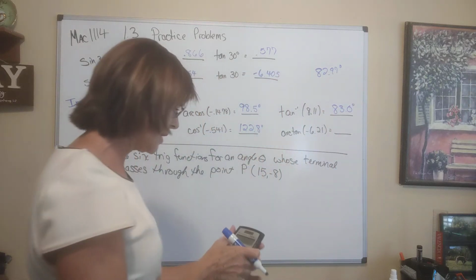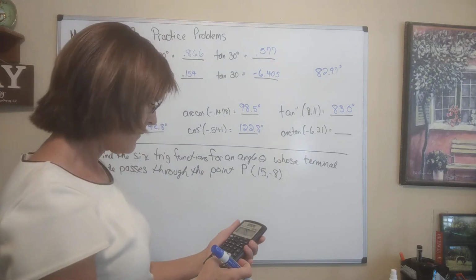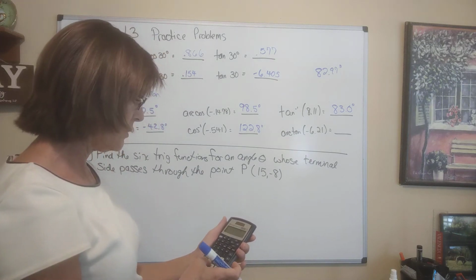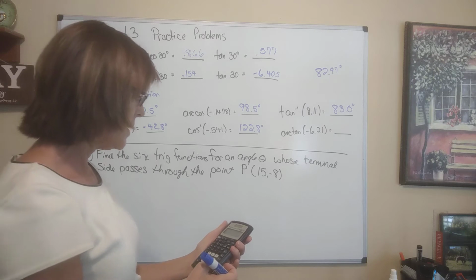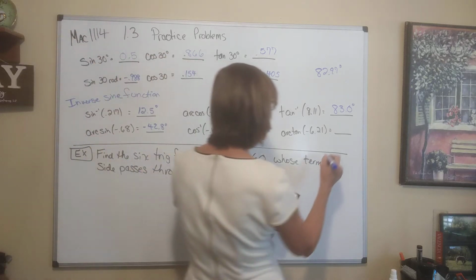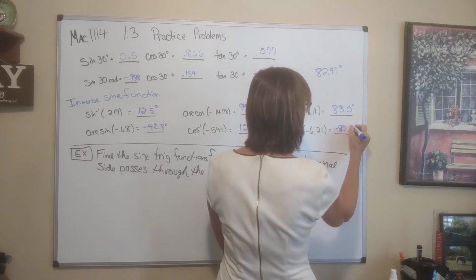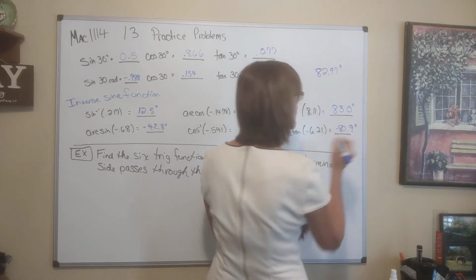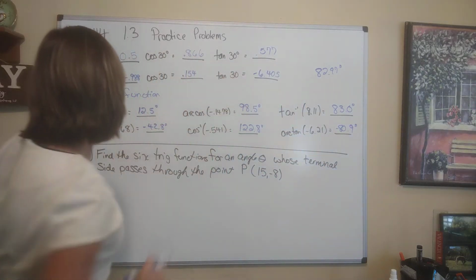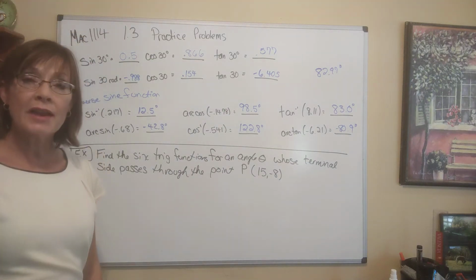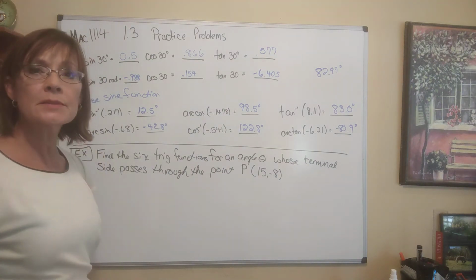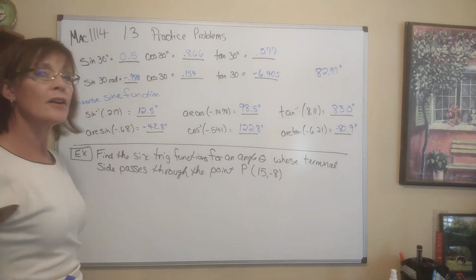All right, inverse tan of negative 6.21 gives me negative 80.85, or negative 80.9 degrees is how we'll round that guy. All right, that's using our calculator. Now let's do some practice problems. We just have 3 little practice problems, and here we go.